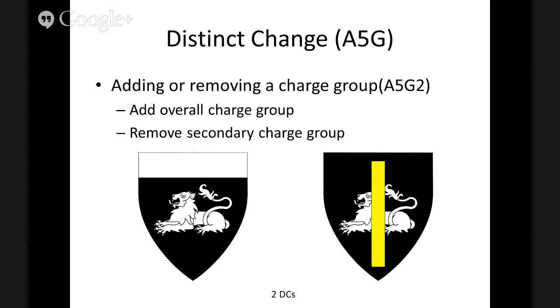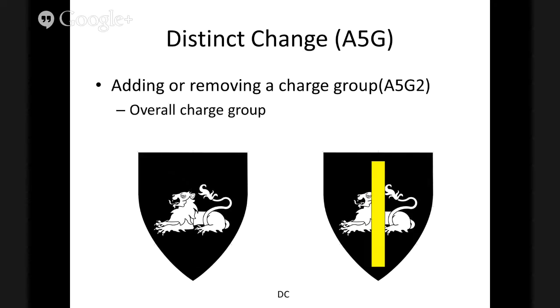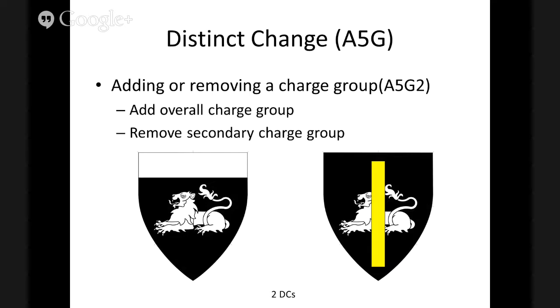That's not the same thing as what we had back here, right? Here, we have one secondary group in both cases. We've changed the type of it, and we'll talk about type. But these are both secondaries. Here, that's a secondary, and that's an overall. Different kind of charge group. We get 2 DCs.